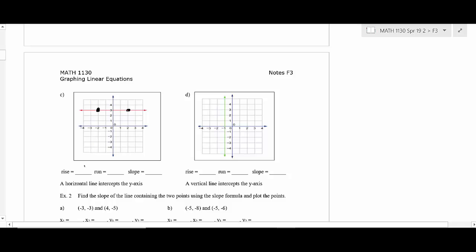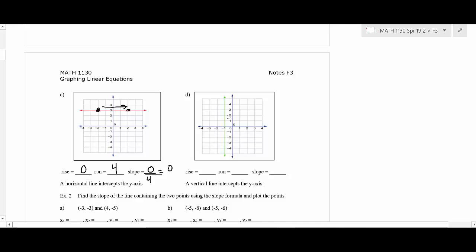Yeah, it has 0 rise. The run doesn't matter, so I'm just going to say 4. And then the slope would be rise over run. That's 0 slope. Okay. Anytime you have a horizontal line, it doesn't have any steepness at all. So it's a 0 slope.